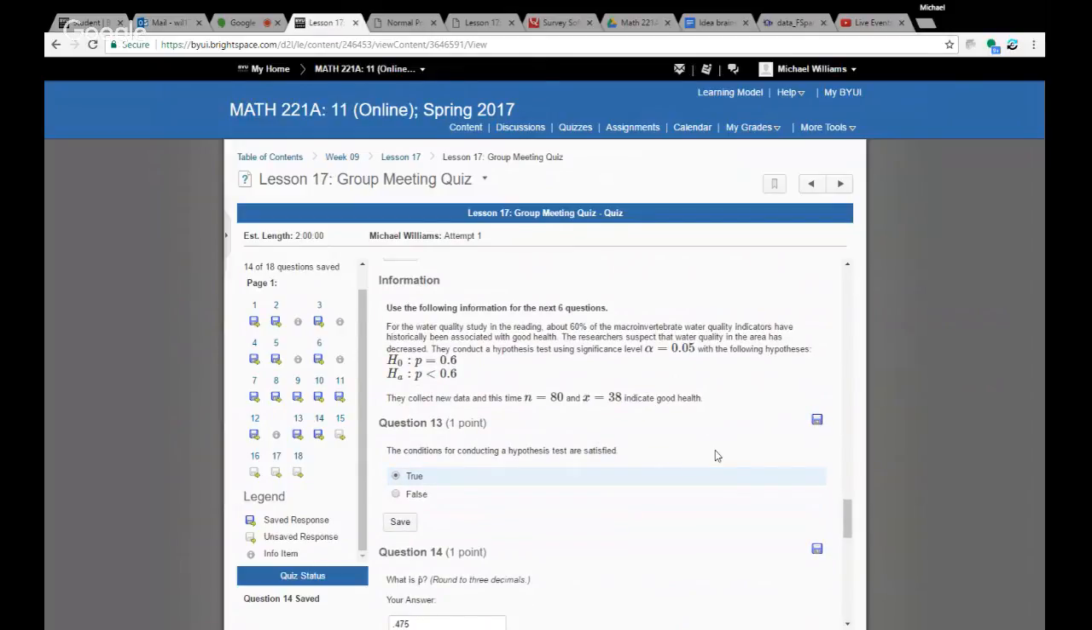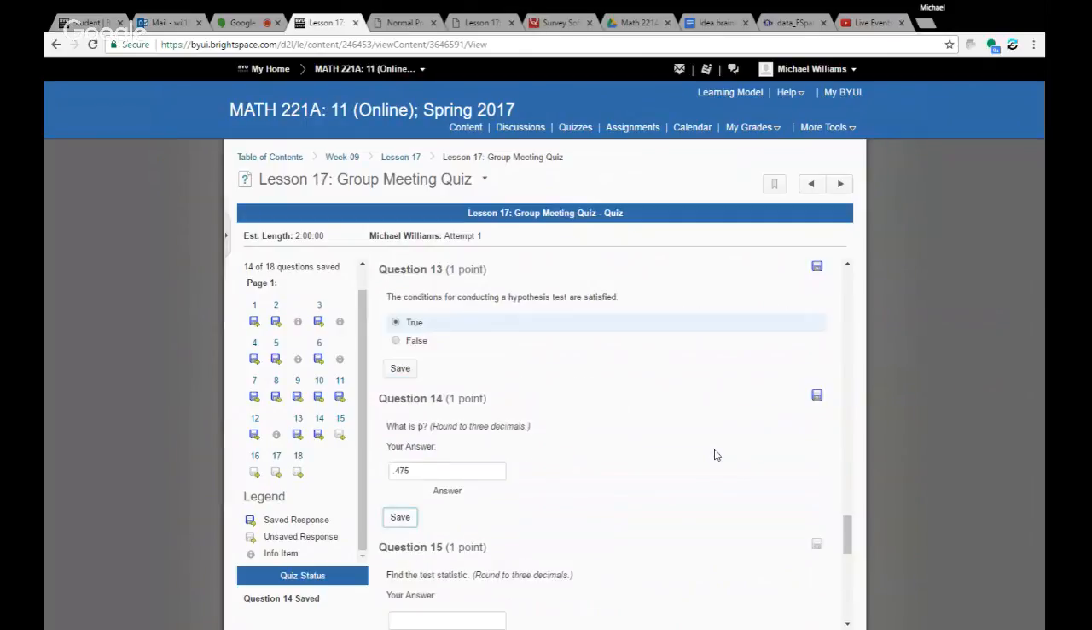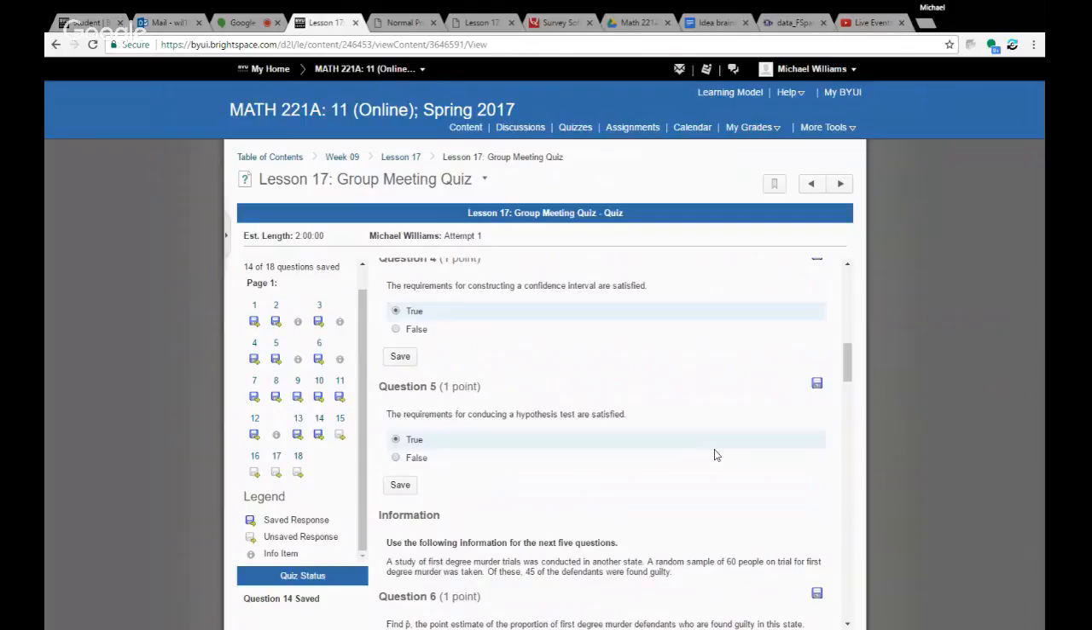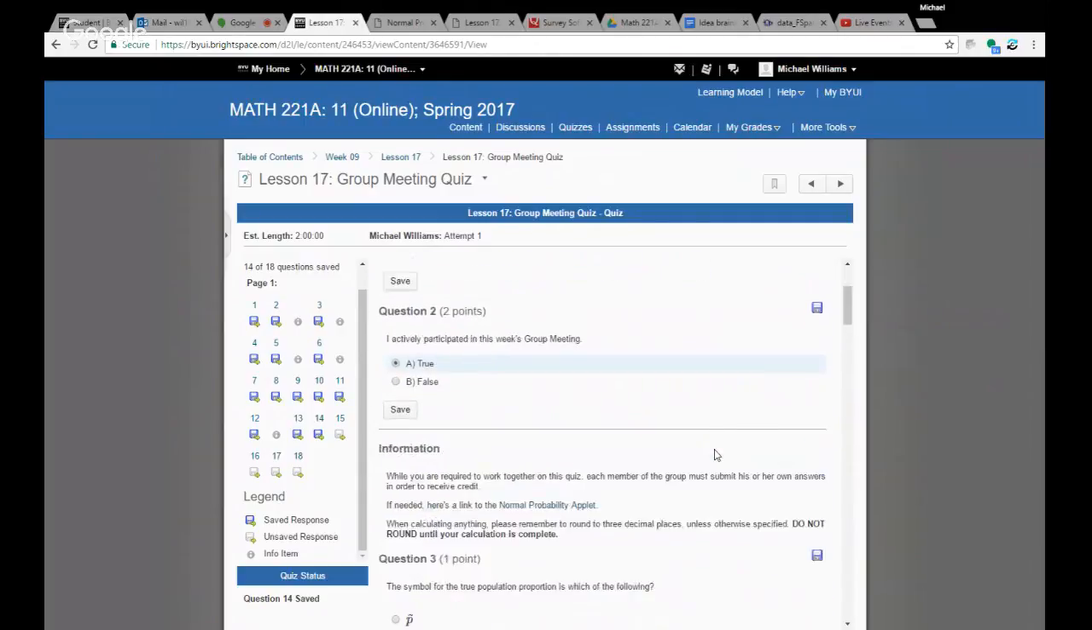So question 13, instead of using p hat, we're going to use p, which is 0.6 times n, right? Right. 80, which gives us 48. So we're still good there. Yes. And then you're going to have 1 minus p, so it's going to be 0.4 times 80, which is still going to put us above 10. Right. Yes. 32. Okay, so it's still true.